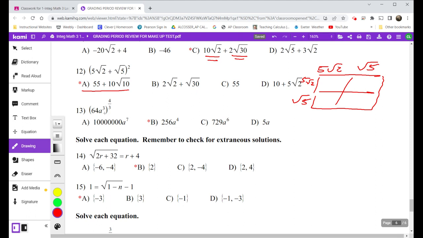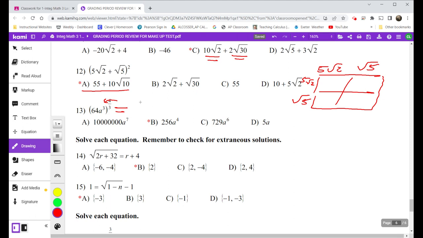This one here, don't forget you can multiply these two together. Power to a power is multiplication. So we have 64 a to the third over 1 times 4 thirds. And then when you do that, you're going to get, sorry, let me go backwards here. This 4/3 gets distributed into everything.